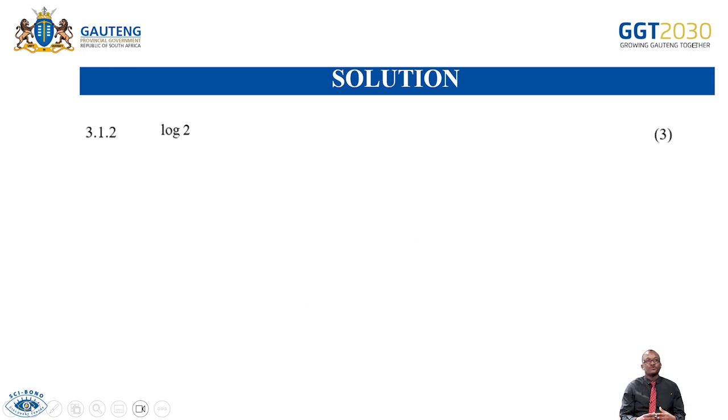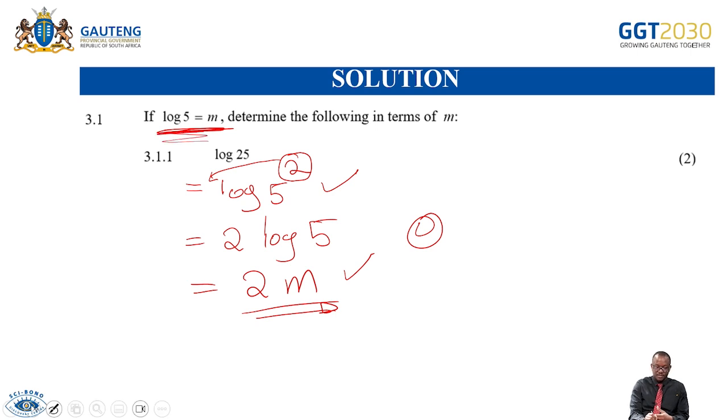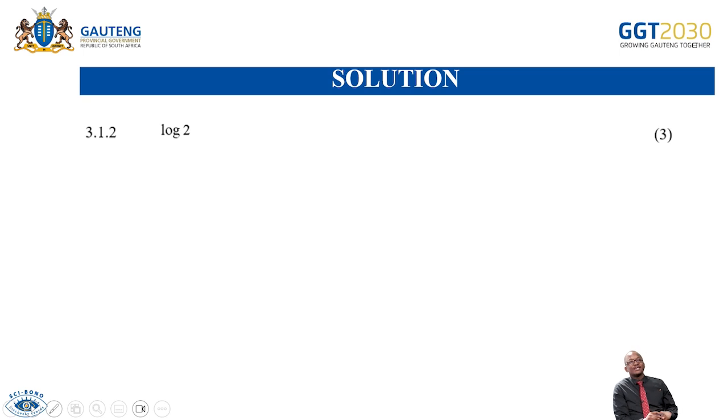We have log of 2, and remember they said we must write it in terms of m. In this case, we now need to apply our minds. And this one can be what we call a level 4 question, because you need to think of numbers that can make up 2.